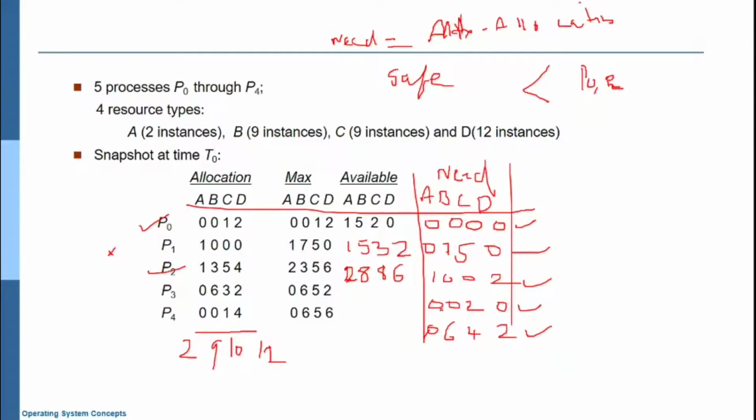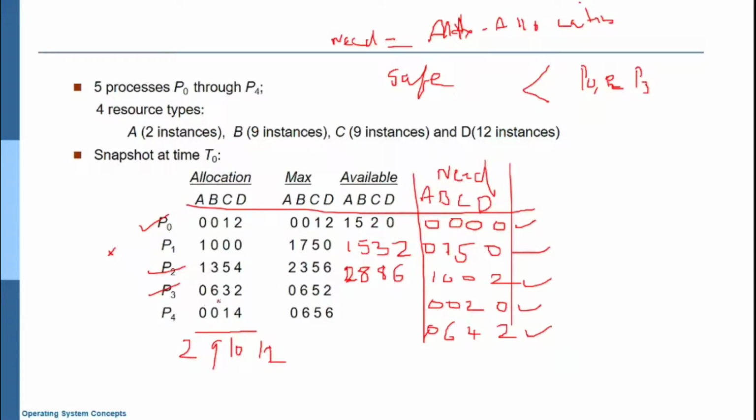For P3, it is 0 0 2 0. So 0 0 2 0, yes, it's available. Of type C, it is required only 2. We have an 8, so P3 can complete it. So P0, P2 and P3. So these are the safe sequences.